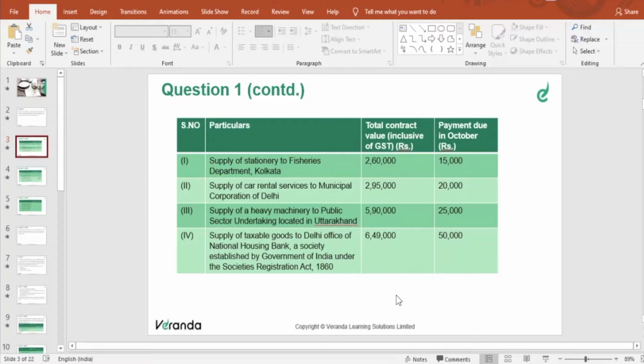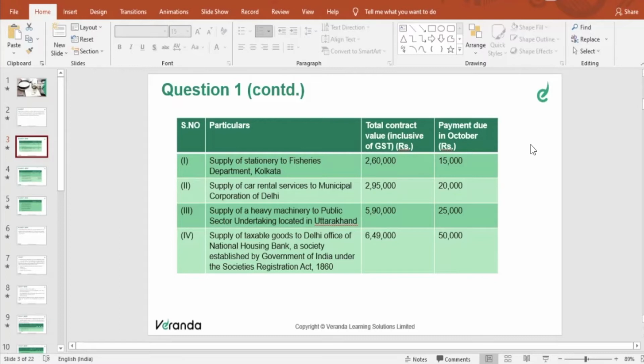So TDS might be applicable to the entity. The total contract value is going to be 6,49,000 inclusive of GST. I believe this is well beyond the statutory limit of 2,50,000 for a contract, so TDS should be applicable, right? Following? Yes, sir. And the payment due in the month of October is 50,000. Tell me what is the TDS which the said National Housing Bank will be deducting?